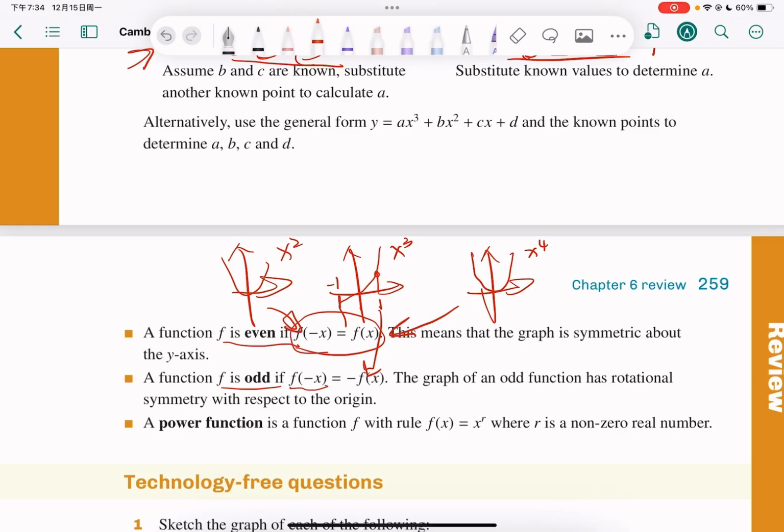A power function is a function with a power r, where r is a non-zero real number. If it's 0, then it's just a constant.